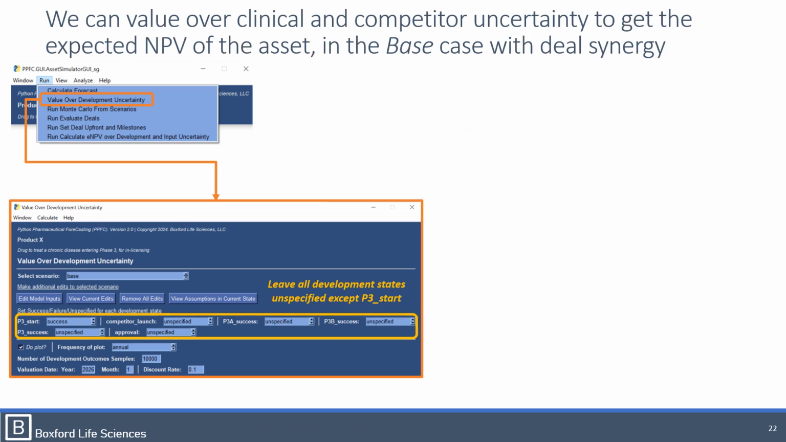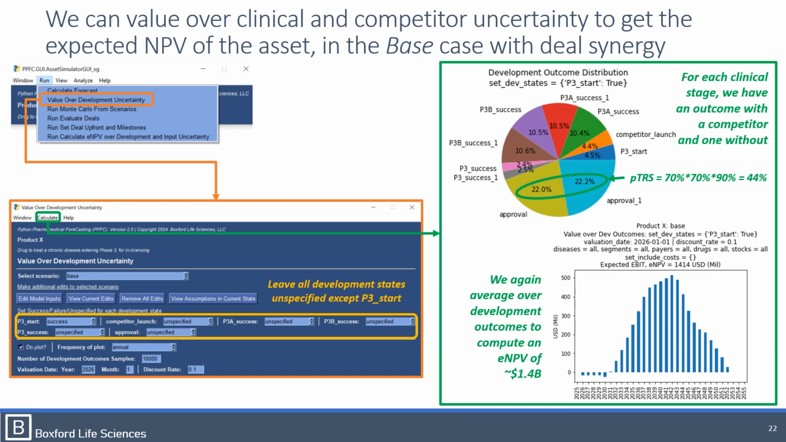We can use that same approach now over all clinical and competitor uncertainty by going back to the same value of development uncertainty menu and now leaving everything unspecified except the fact that we start with phase 3. Now when we do Monte Carlo simulation, we have a large number of different possible outcomes where we essentially progress clinically to different stages, and for each one of those clinical progression stages have 2 different equally likely outcomes, one with a competitor and one without.